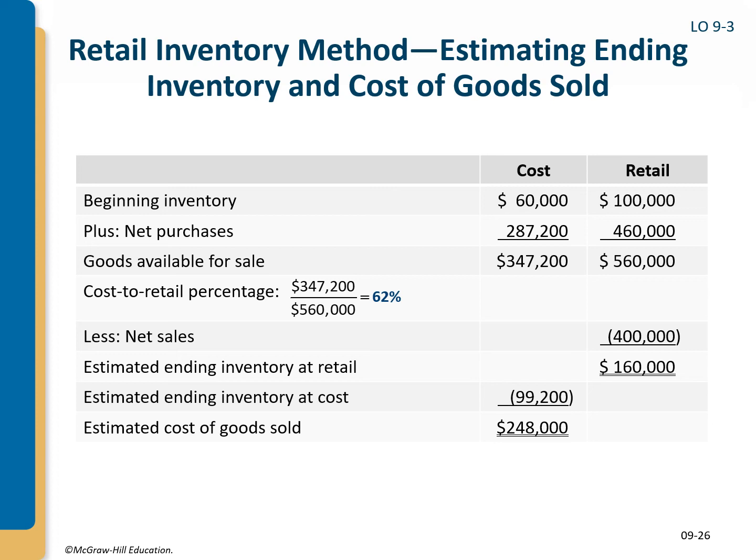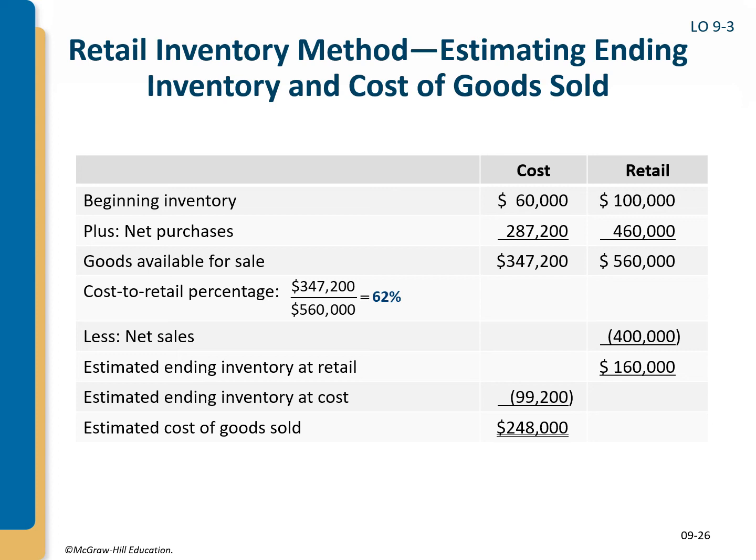So now we know we have two distinct numbers here: the cost of everything we could have sold and the revenue we would have received from everything we could have sold. So then we say, well, what percentage is cost of the retail amount? So that's where we take the cost of $347,200 and divide it by the retail, $560,000. So cost is 62% of what we sell it for.